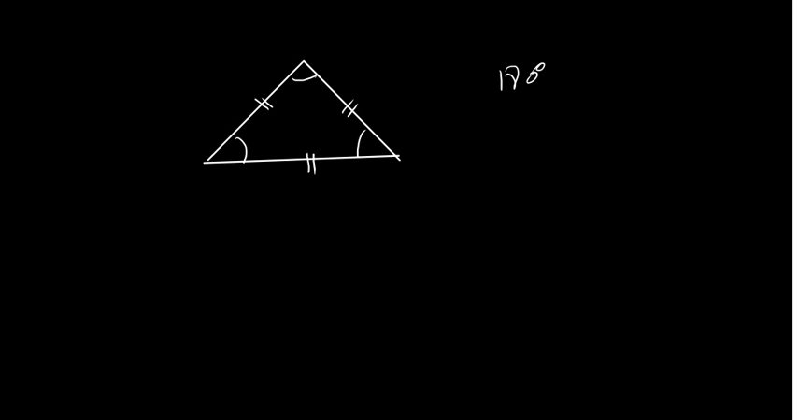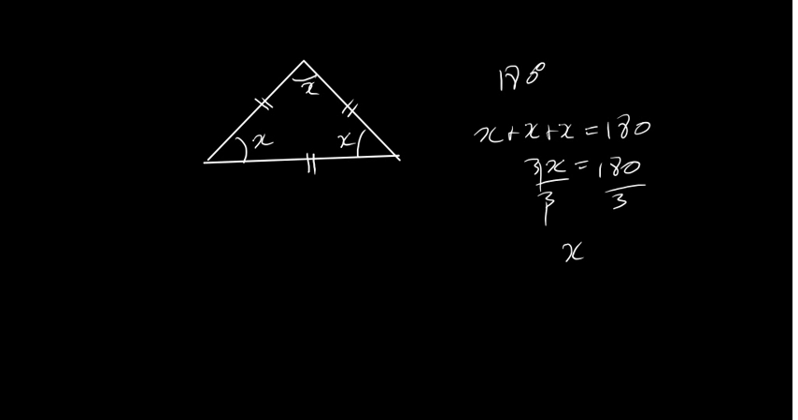180 degrees. So to find these, we can say this is your x, this is your x, this is your x. So x plus x plus x should give you 180. This is 3x is going to give you 180. You can divide both sides by 3. When you divide 180 by 3, you're going to get 60. So x is equal to 60 degrees. So you have 60 degrees here, 60 degrees here, 60 degrees here. When you multiply those by 3, you're going to get 180 degrees.